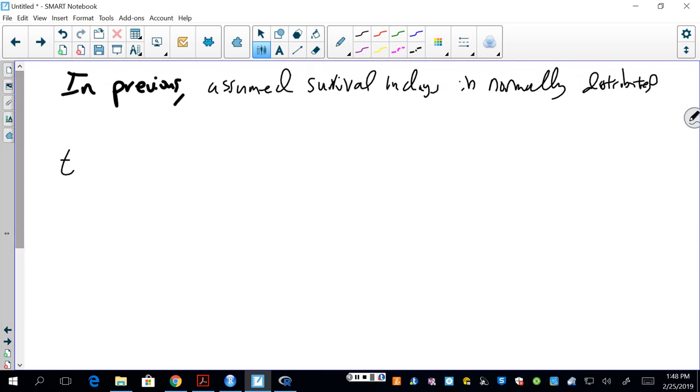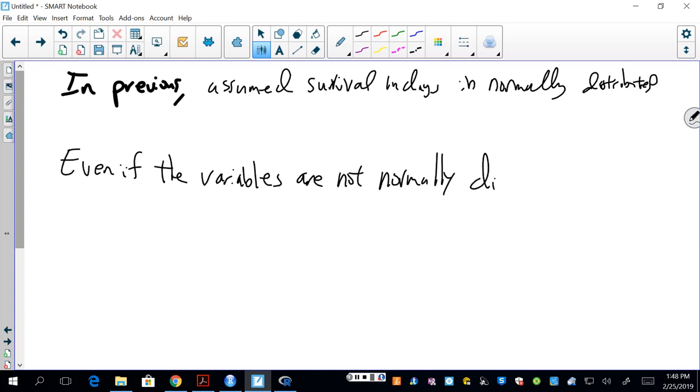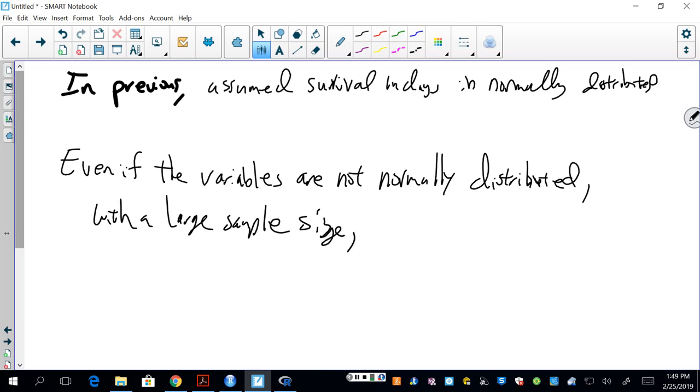However, even if the variables are not normal, or not normally distributed, so they're something like binomial or Poisson or skewed in a certain way, maybe they have outliers, if you have a large sample size, the distribution of x bar, the sample average, is approximately normally distributed.